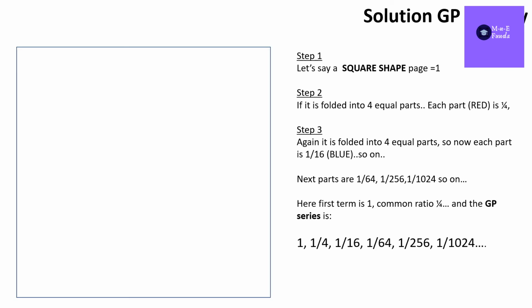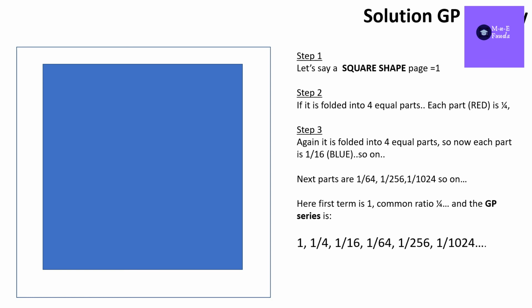Now take another GP activity. See, this paper, this is a square paper. Take a square paper. Say this is term 1. Now you fold this paper into 4 equal parts. So each part is 1/4, the red portion. Now again you fold this 1/4 part into 4 equal parts. So each part will be 1/16.